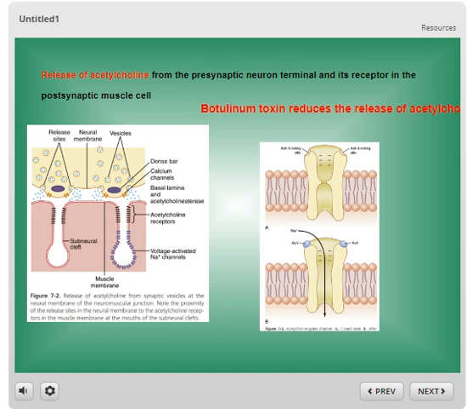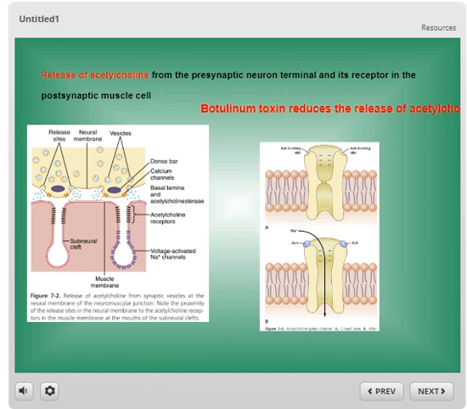You must know the primary receptors on the postsynaptic muscle cells are nicotinic acetylcholine receptors, because we have two types of receptors for acetylcholine, muscarinic and nicotinic. In the muscle cells, we have nicotinic acetylcholine receptors.